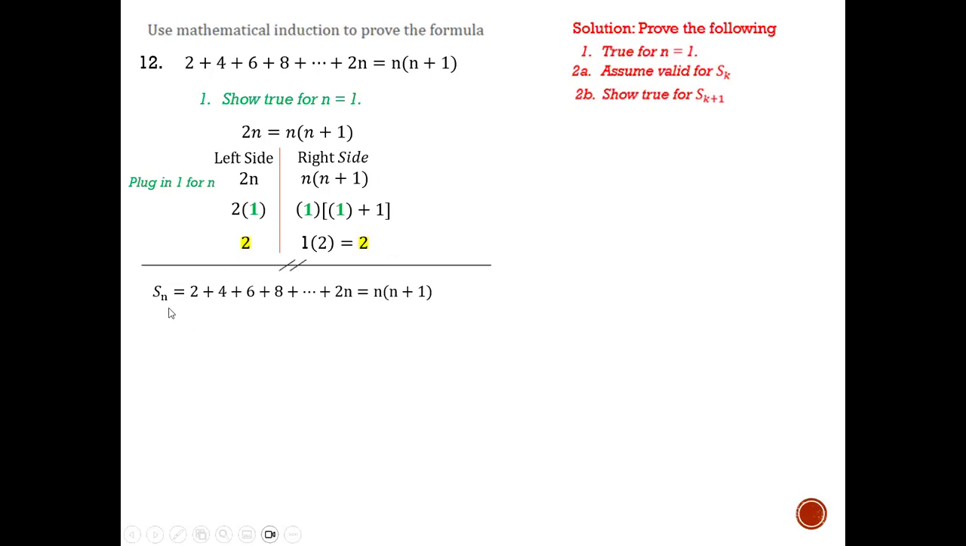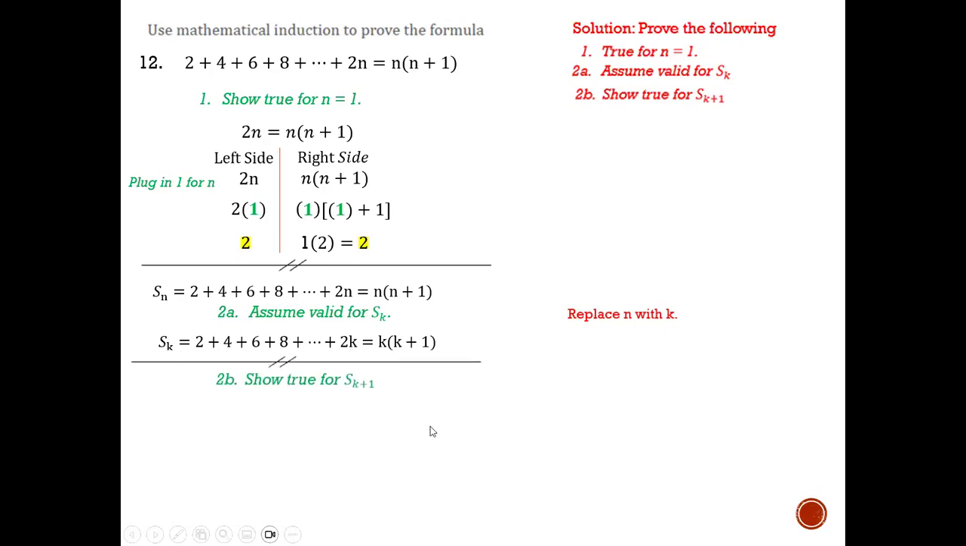So now assume true. This is our statement S sub n, but we're going to assume true for some k. So again, I haven't proven that it's true for n, but I did prove it does work for some values, so we're going to call that a k. So this does work for some value, k, so we have it with k.